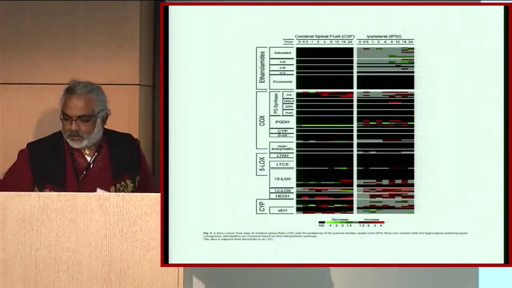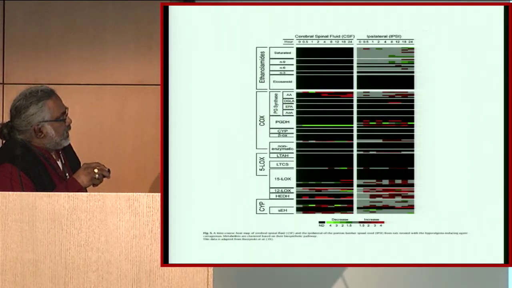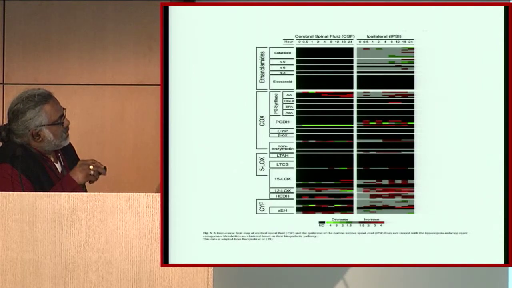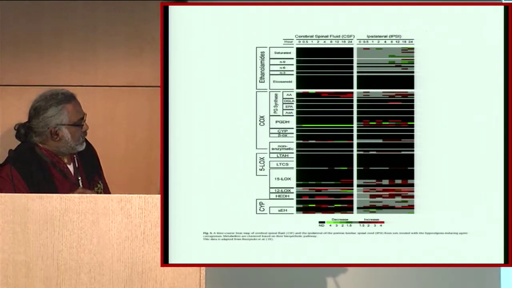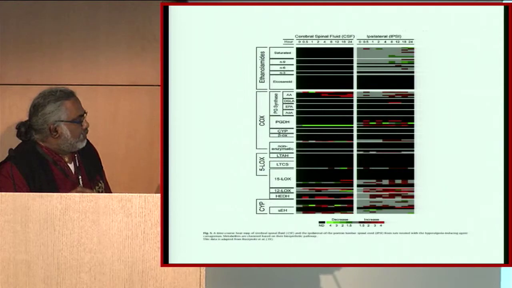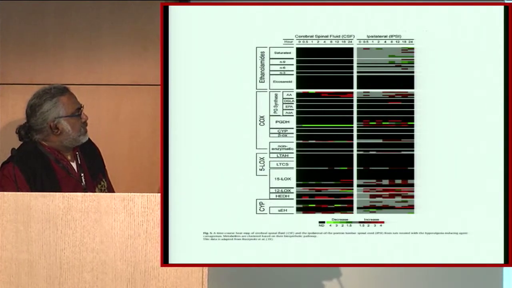And then if you look at those, this is what they have done. This is a heat map. In animals given hyperalgesia, you can take the cerebrospinal fluid as well as the tissue and look at the formation of these eicosanoids, both cyclooxygenase metabolites, lipoxygenase metabolites, and cytochrome P450 epoxygenase metabolites.